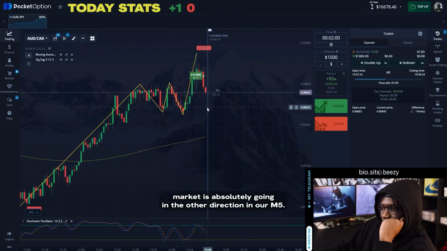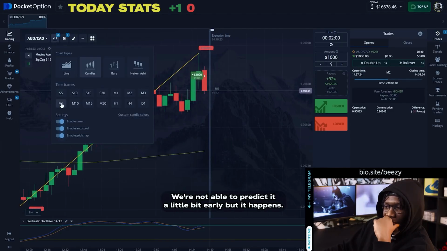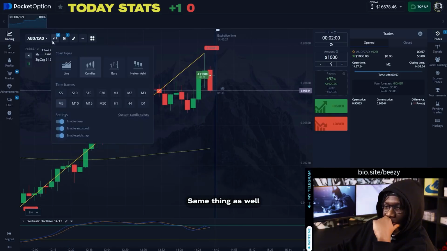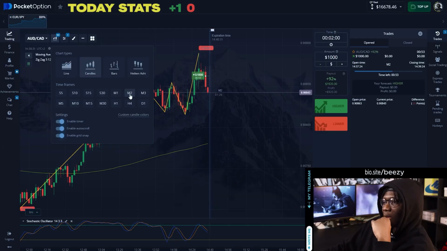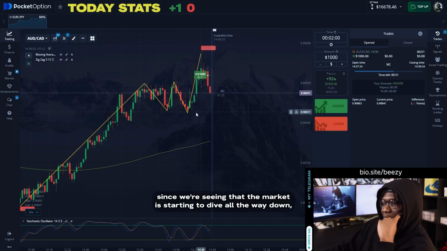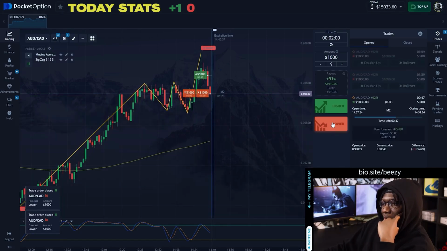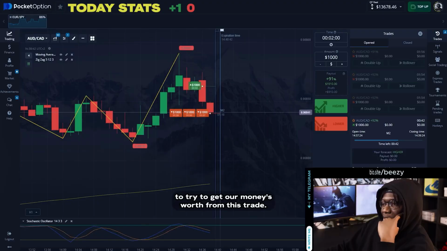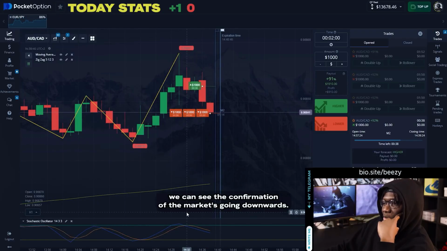So as you can see, the market is absolutely going in the other direction. In our M5, we were not able to predict that a little bit early, but it happens. I think if we waited a couple of minutes, we could have really seen a better signal. But right now, since we're seeing that the market is starting to dive all the way down, we might double up or even triple up to try to get our money's worth from this trade. While we'll lose one here, we can see the confirmation of the market going downwards.